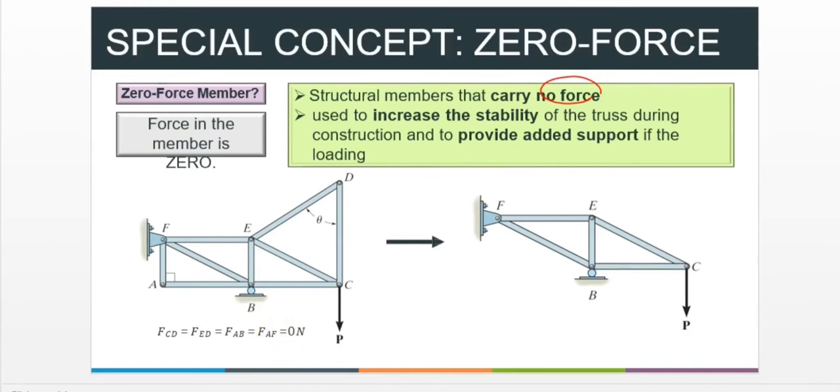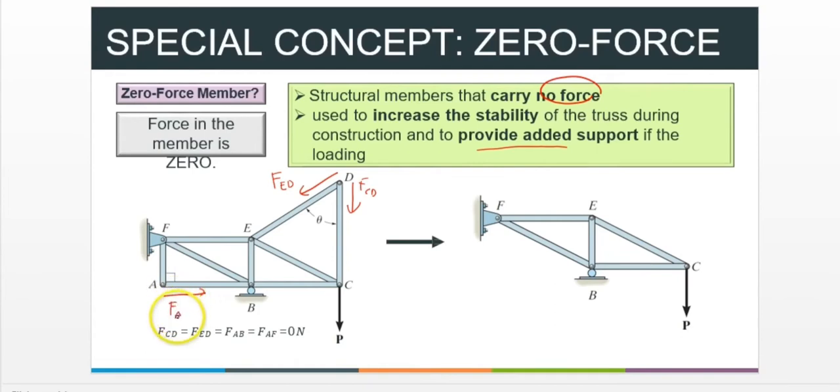Right? So let's say kalau kita ada structure, dia zero lah. Its function is to increase stability and provide added support to the loading. Kalau kita tengok for this example here, you can see from point D, which is F_DC and then F_ED. It doesn't matter you nak ED ke atau DE, it doesn't matter.